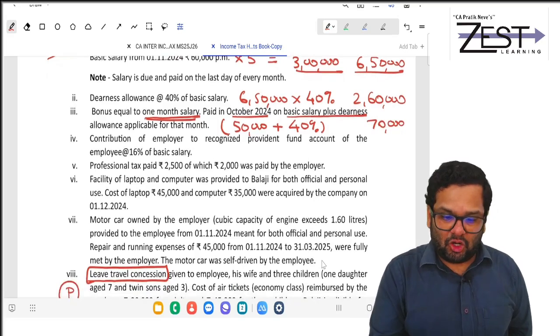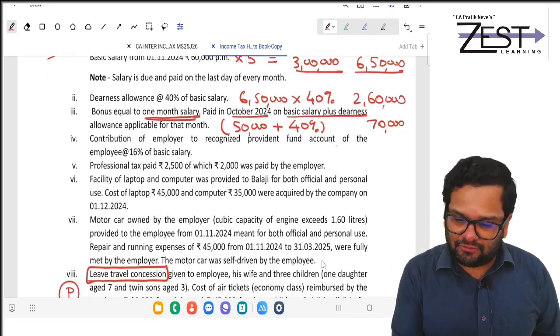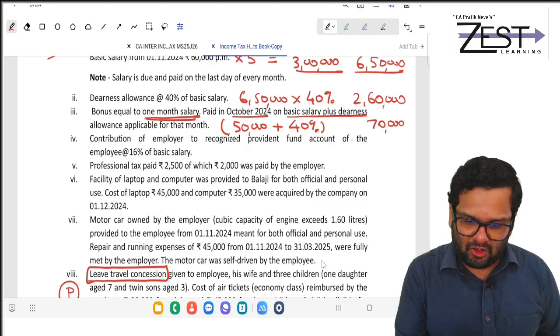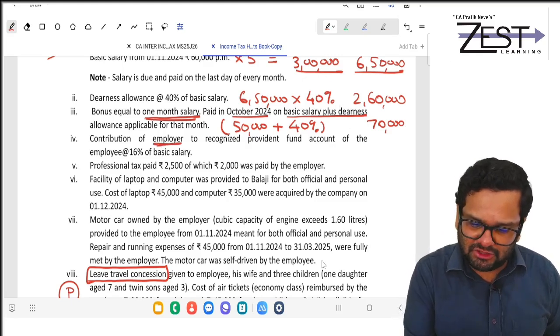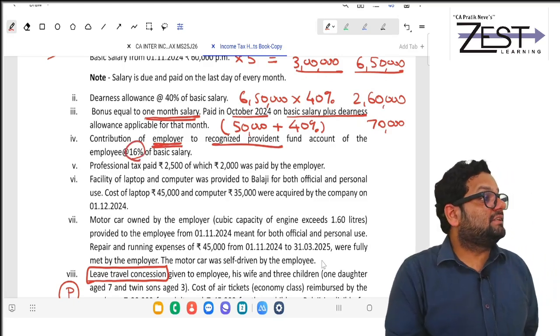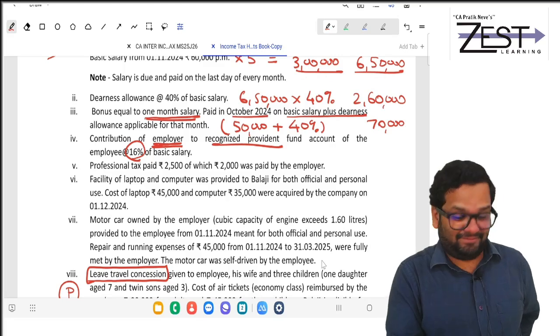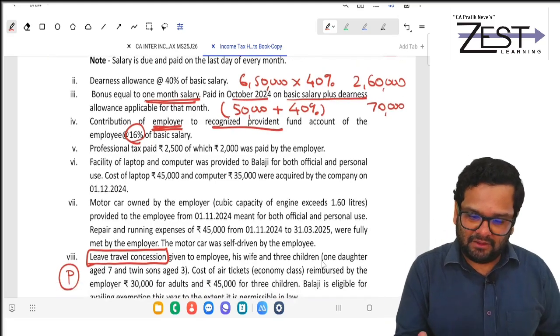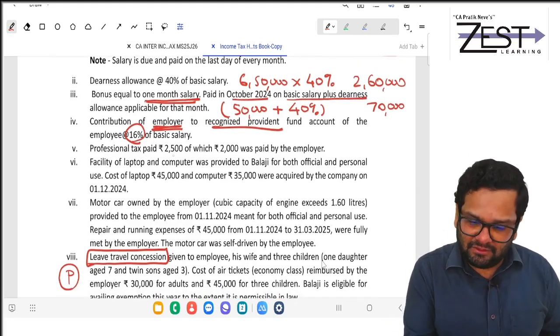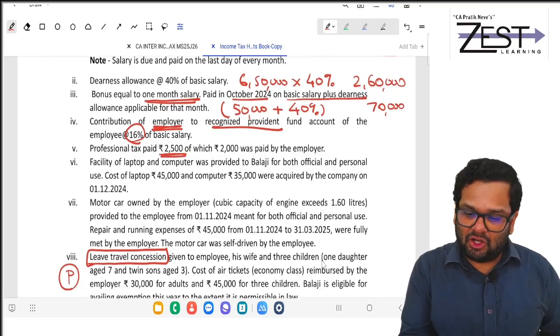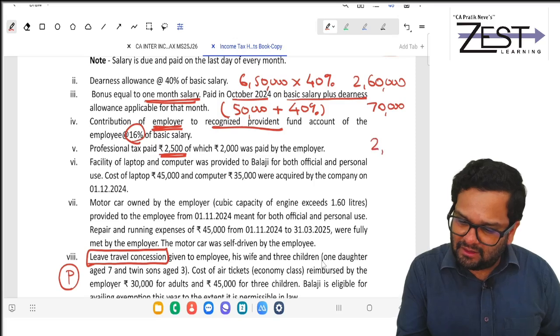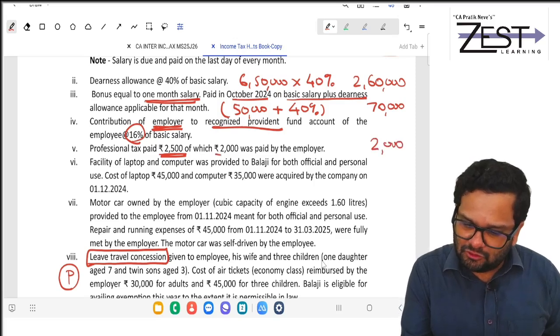Next, contribution of employer to RPF. Employer's contribution to RPF is 16% of basic. So we'll do that. Profession tax paid 2,500, of which 2,000 was paid by employer. This will be taxed.